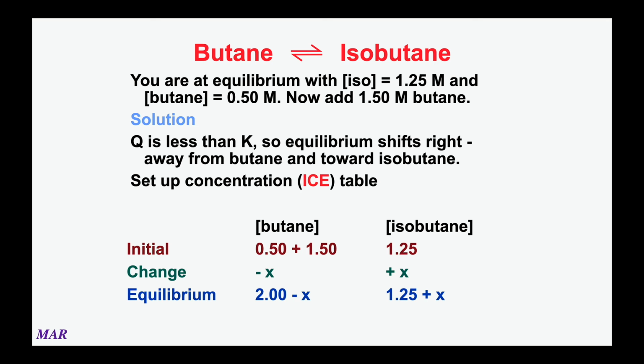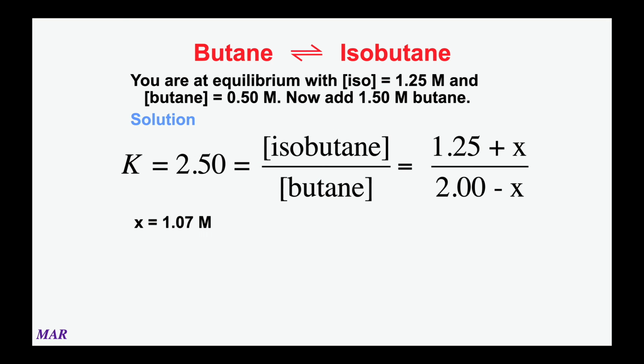So at equilibrium, 2 minus X, and at equilibrium the isobutane, 1.25 plus X. Well, here's our X values at equilibrium. We know what the K value is, so let's throw it all together. 2.50 equals 1.25 plus X divided by 2.0 minus X.